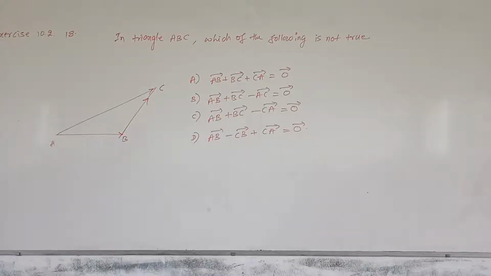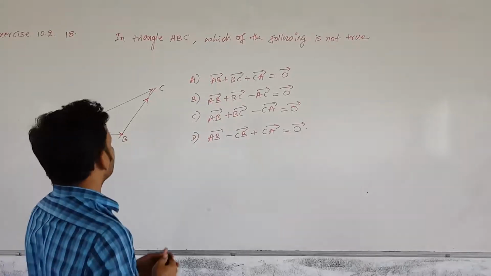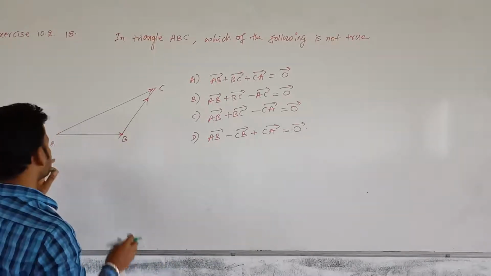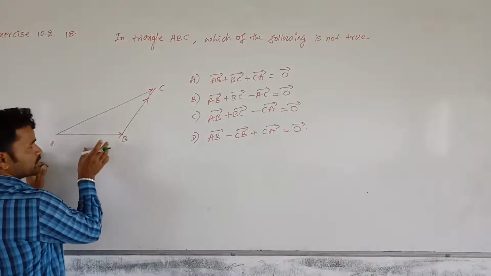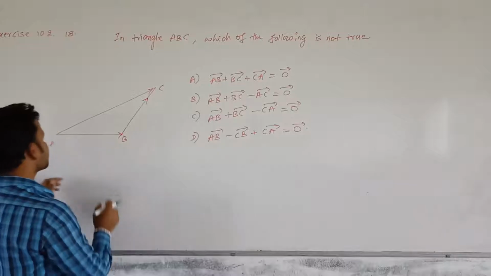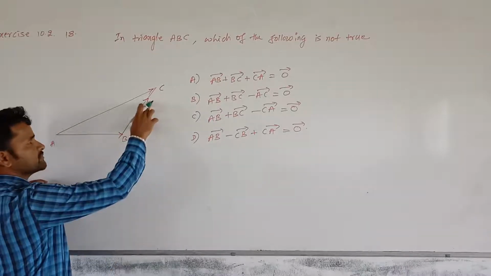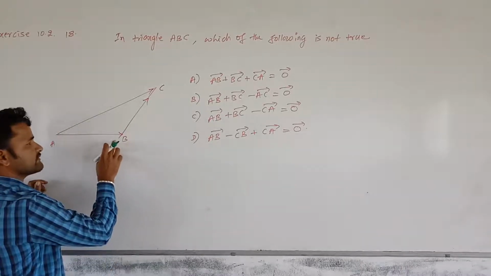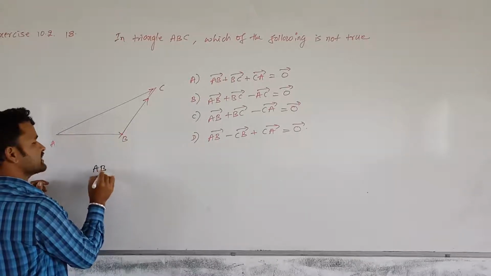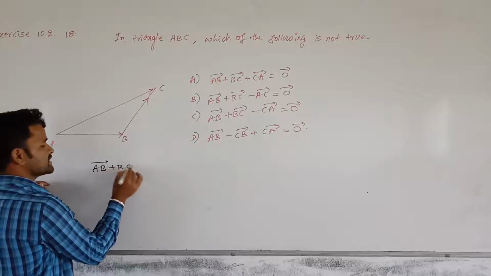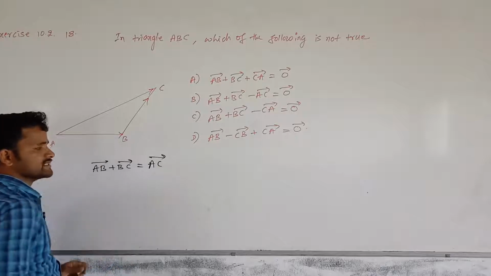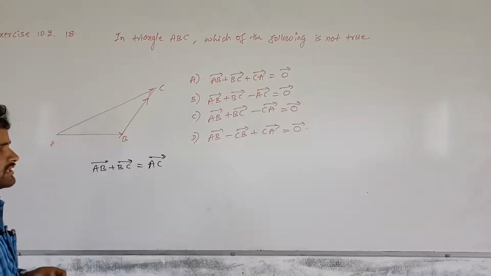See, it is a very simple concept. I hope all of you know the triangle law of vector addition. What does the triangle law of vector addition say? I can take the sum of two vectors AB and BC. AB is the first vector, BC is the second vector. The terminal point of the first vector coincides with the initial point of the next vector. So I can write vector AB plus vector BC is equal to vector AC. This is according to the triangle law of vector addition.